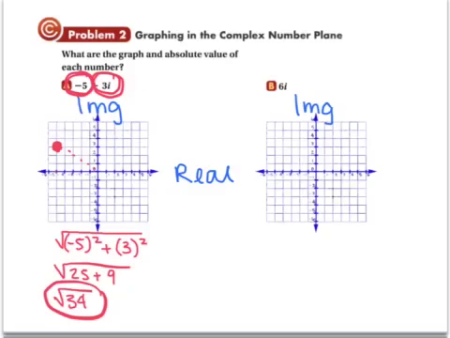What is the real part of the number 6i? 0. Right. We don't have a real part of it. This is a pure imaginary number. So that means horizontally on the real axis we don't go anywhere. We just go on the imaginary axis to 6.